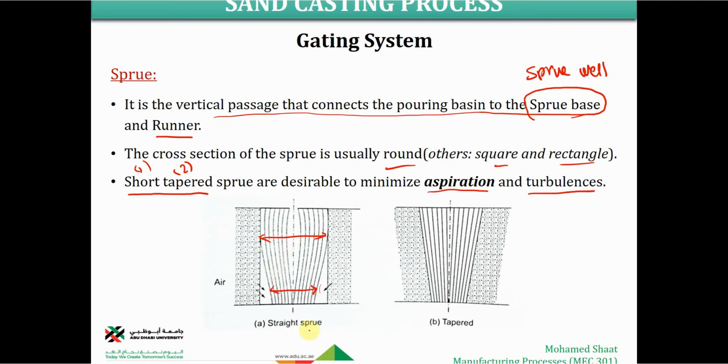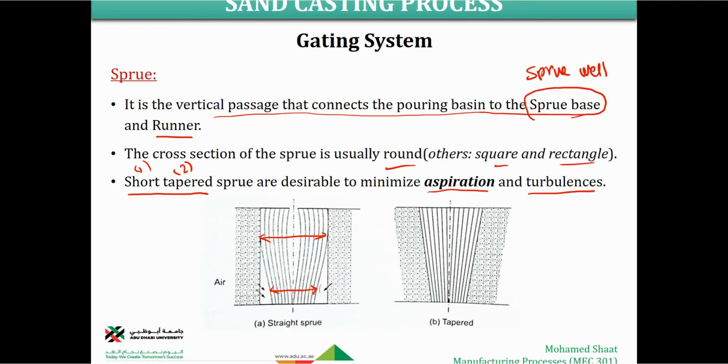So this is one of the serious problems of the straight sprue. It is better to have it tapered. If it is tapered, these cavities will not exist anymore. It means that we are not allowing any air to be breathed in to fill into the mold cavity. So aspiration, simply, is a problem, and we have to make the down sprue tapered to avoid this problem.